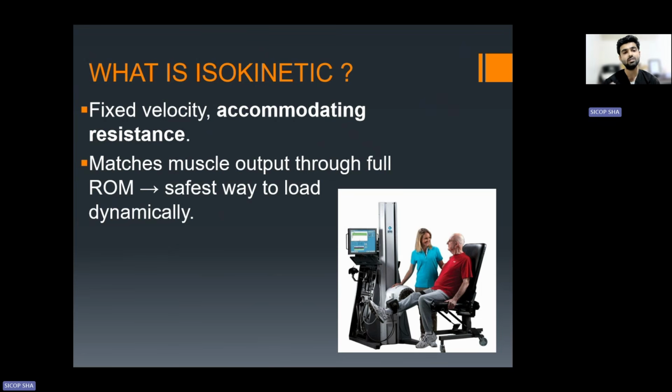Now here, the beauty of the isokinetic is that throughout the range of motion, the resistance will vary. So it is accommodating the resistance. As the athlete generates a resistance, the isokinetic machine generates an equal and opposite resistance to that motion. So it matches the muscle output throughout the range of motion, which is why this is the safest way to load a knee dynamically. So this is about isokinetic.